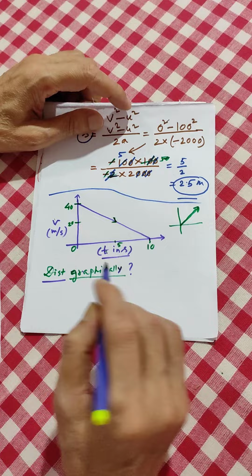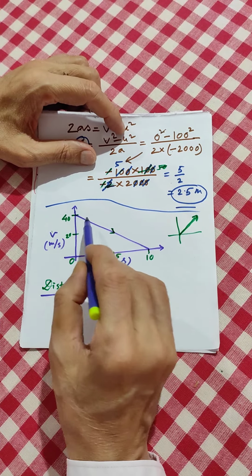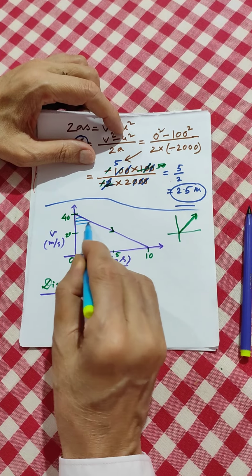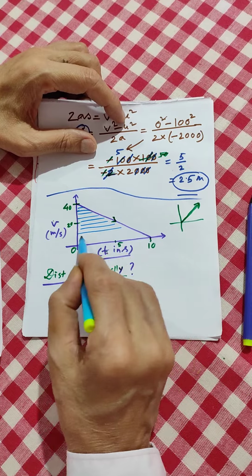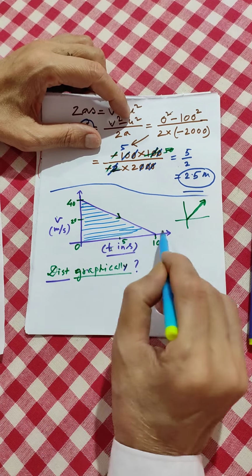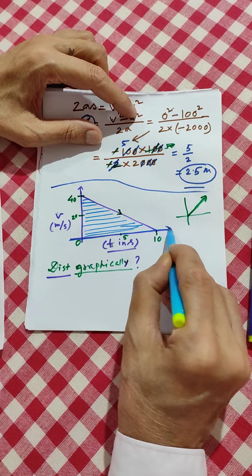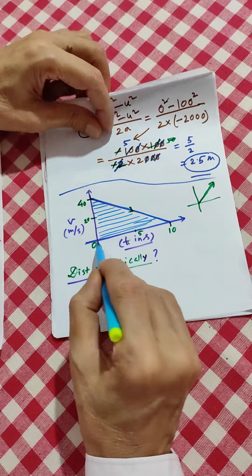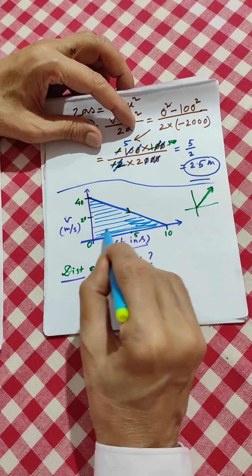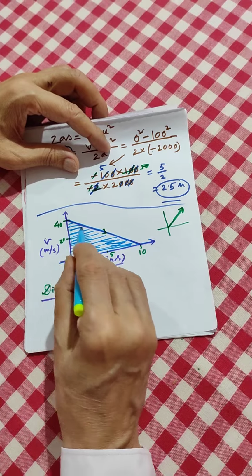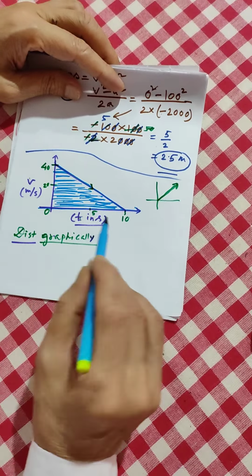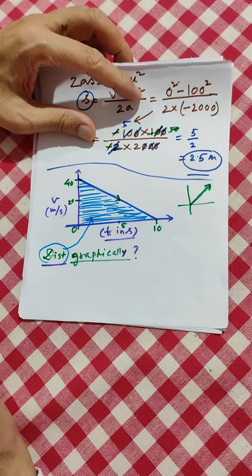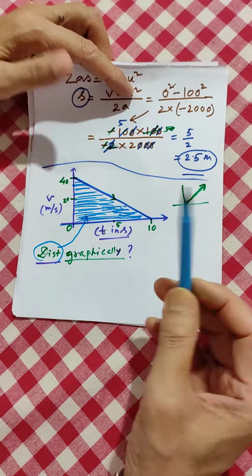Now graphically, distance is given by the area of this triangle, the area under the graph and the x-axis. This is the time axis, and this is the graph. Between the graph and the time axis, this is the area. I am shading it here. Now this area numerically represents the distance traveled. So distance traveled is this area. You followed? If you find the area of this, then that is the answer, the distance.